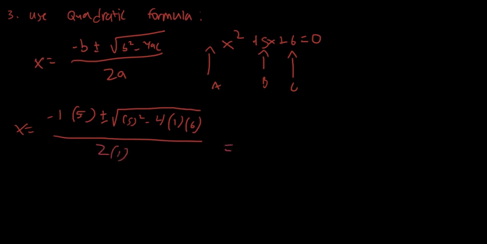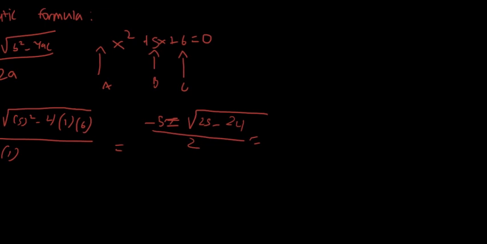Now if we simplify this out, 5 times -1 is -5, plus or minus the square root of 5 squared, which is 25, minus 4 times 1, which is 4, times 6, which is 24. So that is minus 24 over 2 times 1, which is 2. Now let's simplify this again. Let's say now minus 5 plus the square root of 25 minus 24, which is 1.